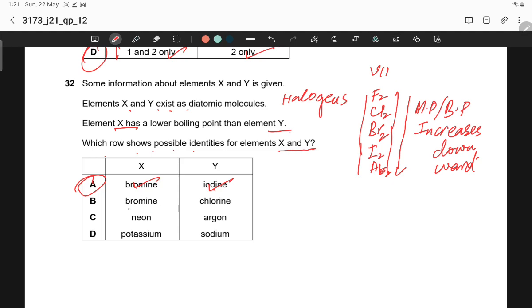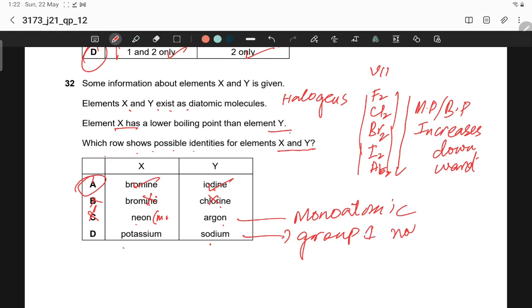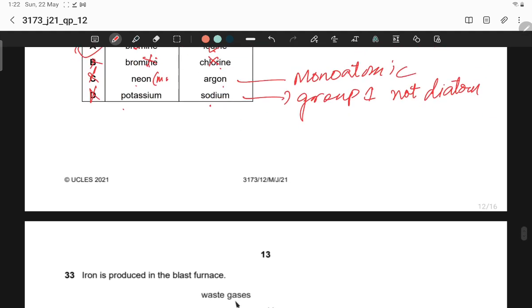Bromine and chlorine. Chlorine is above, so both are diatomic, but this is not a good option because bromine has higher boiling point than chlorine. Neon and argon, these are noble gases, monoatomic. These are monoatomic gases, not diatomic gases. So this is incorrect. Potassium and sodium, this is group 1 element, not diatomic. So A must be correct.